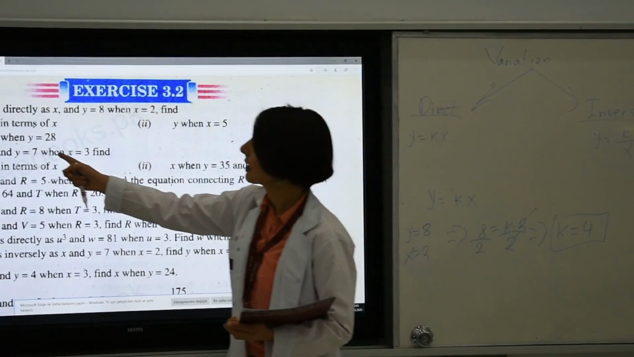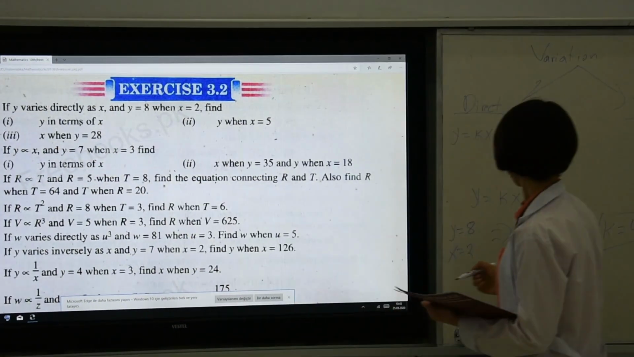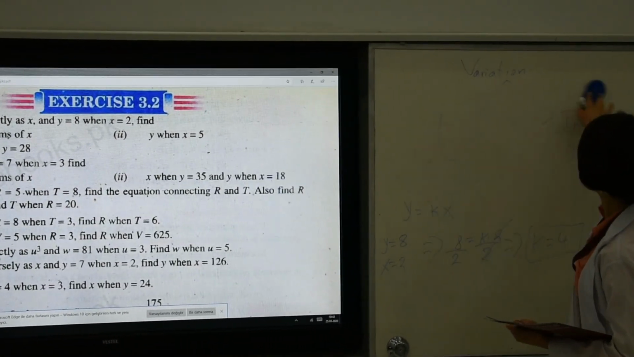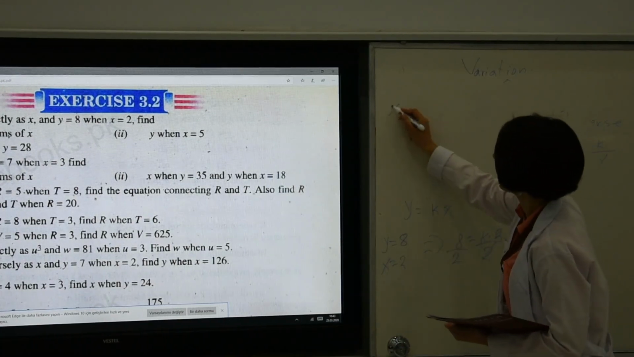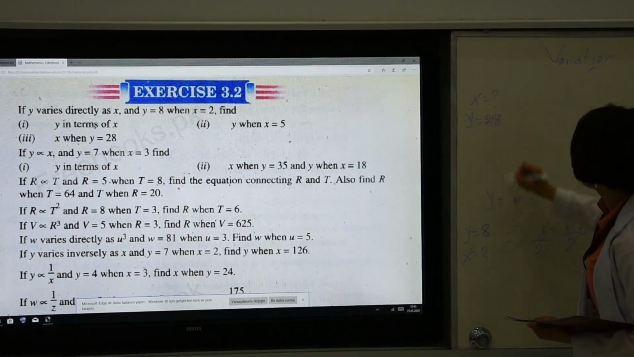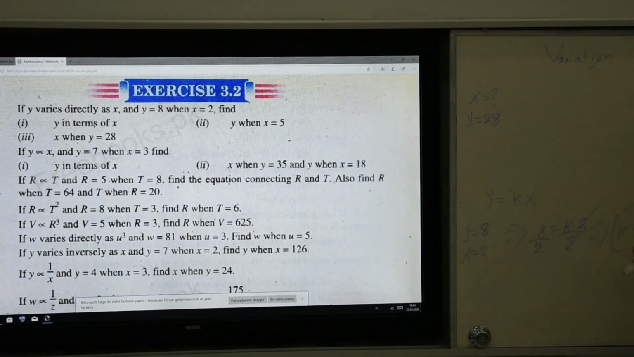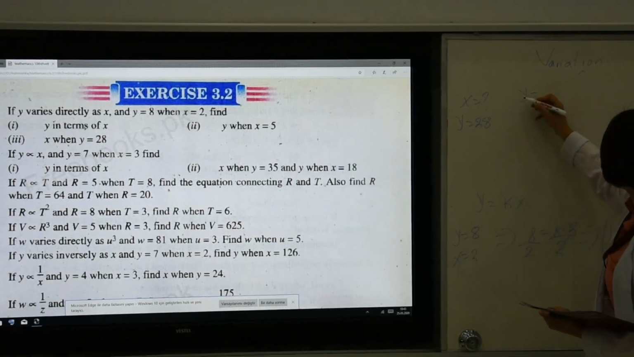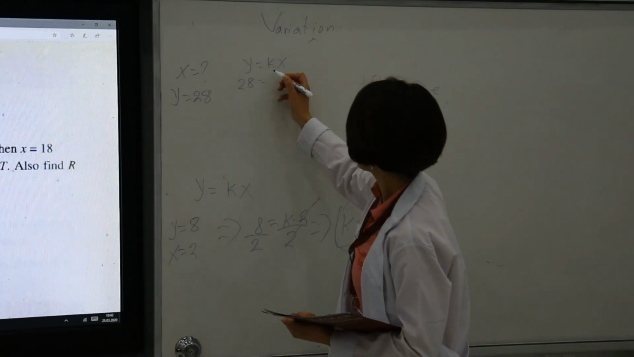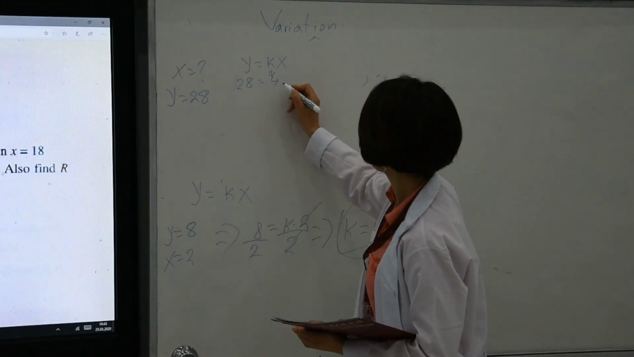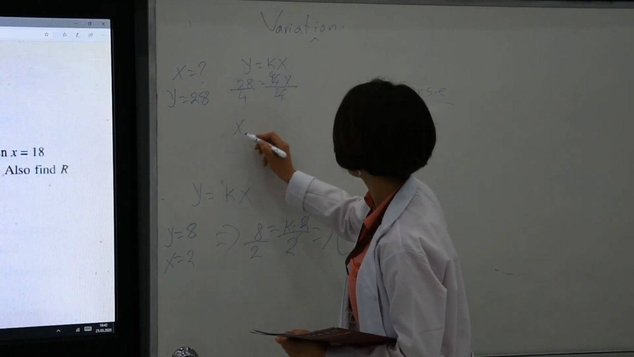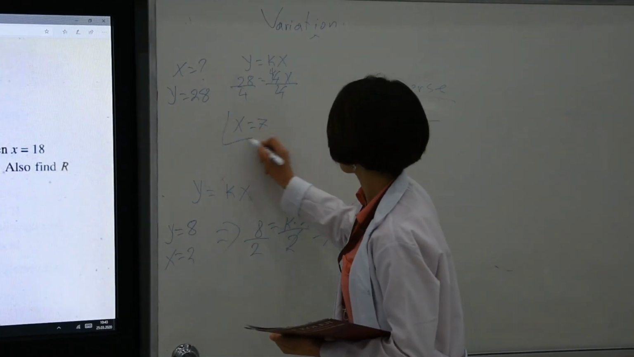And the next part says, find the x when y equals 28. Now I know the value of k, I know that it is 4. My equation says that y equals kx. Y equals 28, k equals 4, and x equals 28 divided by 4, so x equals 7. Okay?